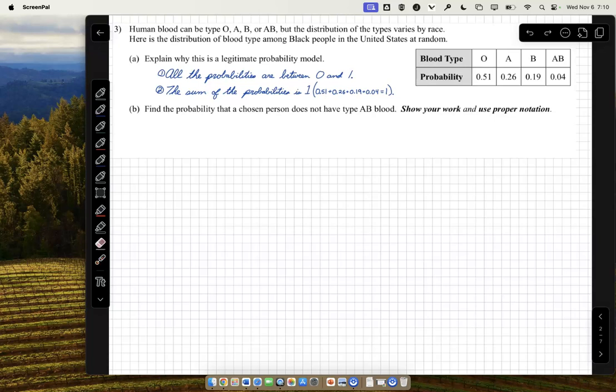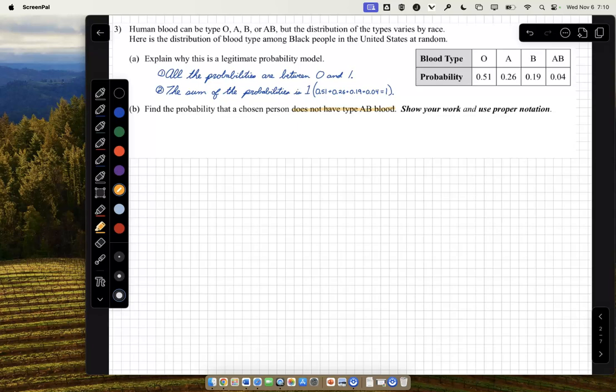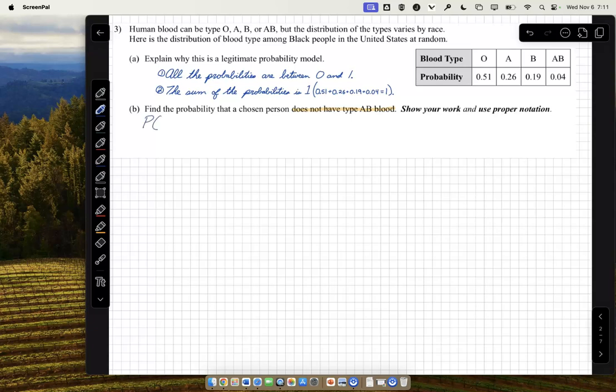Part B says, find the probability that a chosen person does not have AB blood, show your work, and use proper notation. When I'm thinking about that, does not have AB blood, what comes to my mind is the idea of complement. So the probability of not AB blood has to be the complement, 1 minus the probability of AB blood. This problem was trying to make sure you understand what the word not means with probability. It means finding the complement of the event.